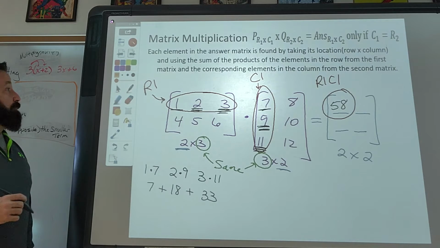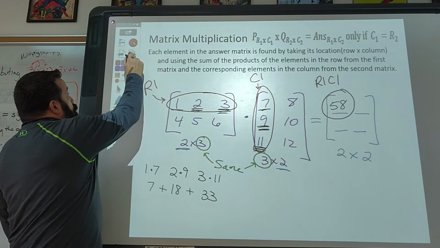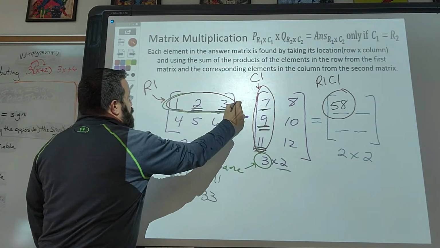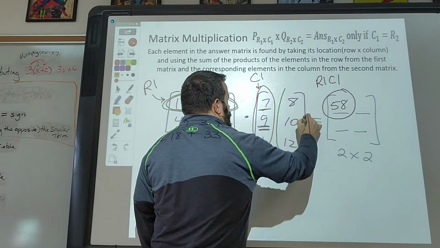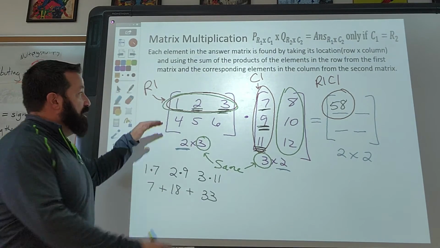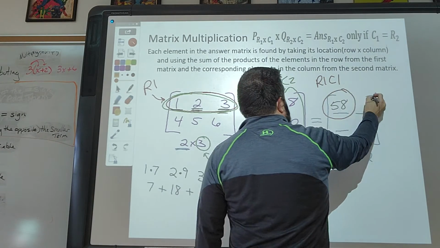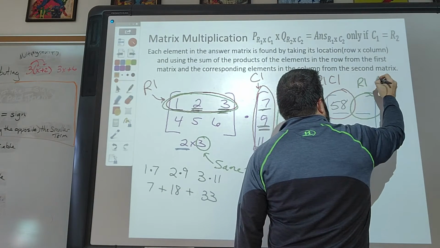So then I'm going to repeat that process with the same row. I'm still doing row 1, but there's another column I can multiply that by. That's row 1, but this is column 2. So that's going to go in this spot, row 1, column 2.